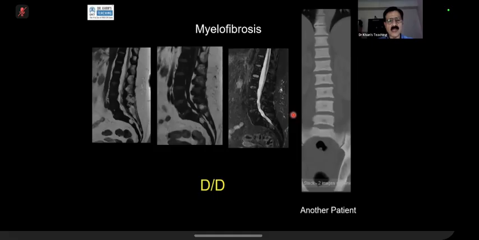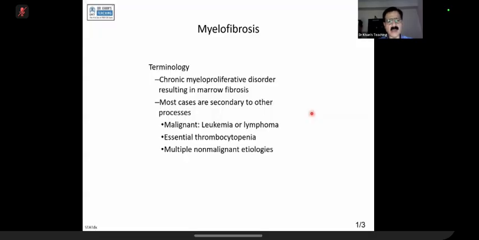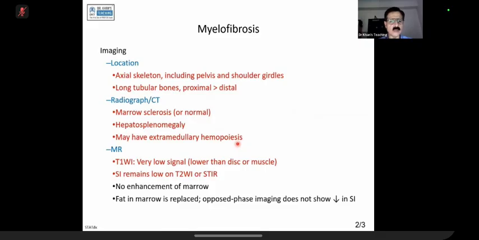This is a case of myelofibrosis. I'll show you a slide to tell you what myelofibrosis is. Myelofibrosis is a chronic myeloproliferative disorder resulting in marrow fibrosis. It can ultimately be secondary to other processes like malignancies, but it can also have other non-malignant etiologies.